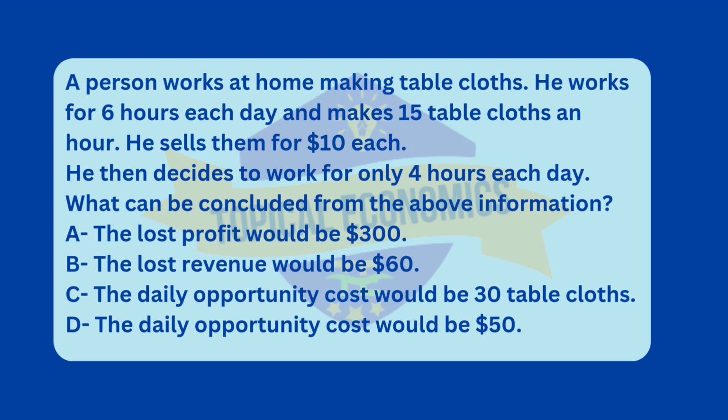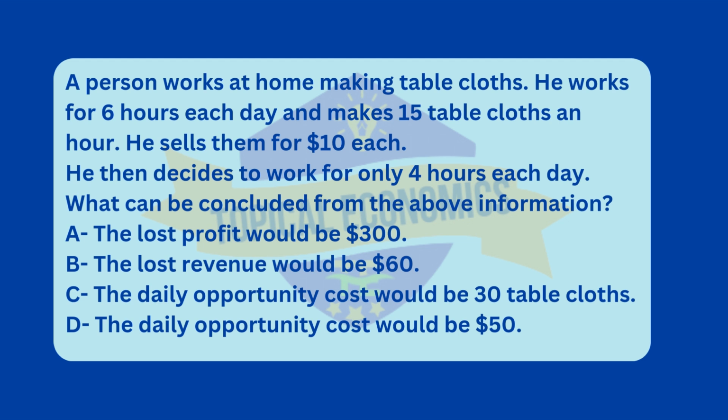A person works at home making tablecloths. He works for 6 hours each day and makes 15 tablecloths an hour. He sells them for $10 each. He then decides to work for only 4 hours each day. What can be concluded from the above information?